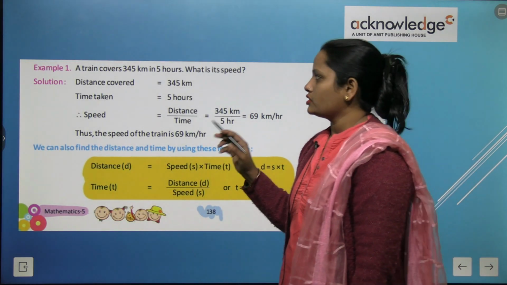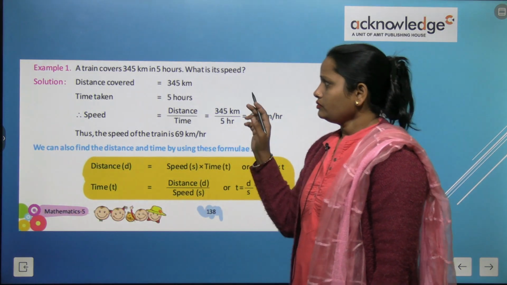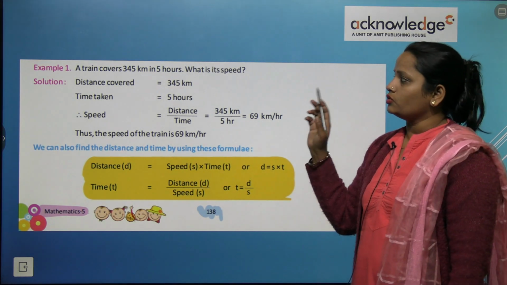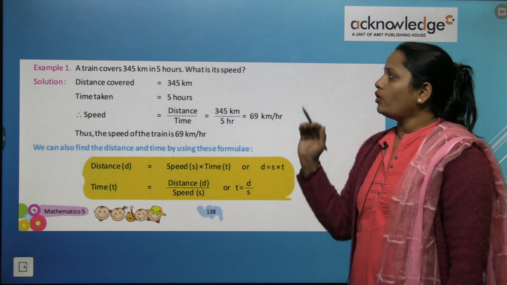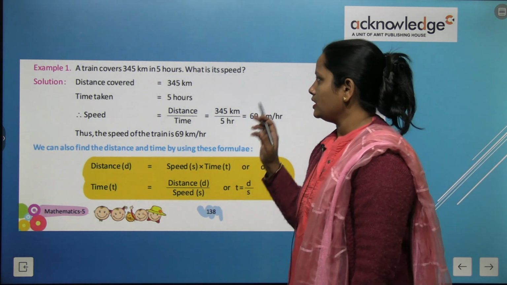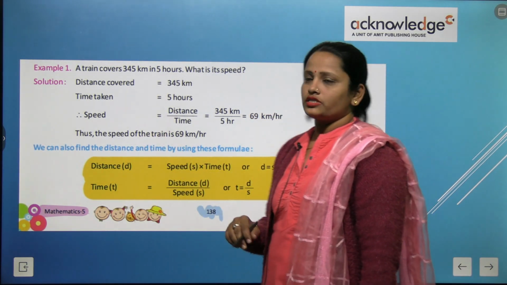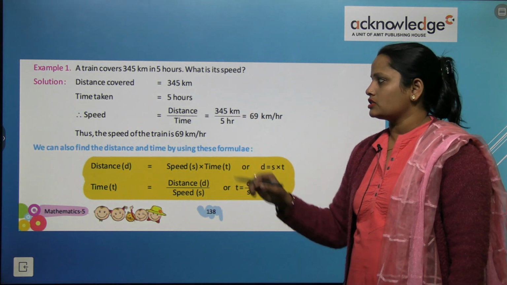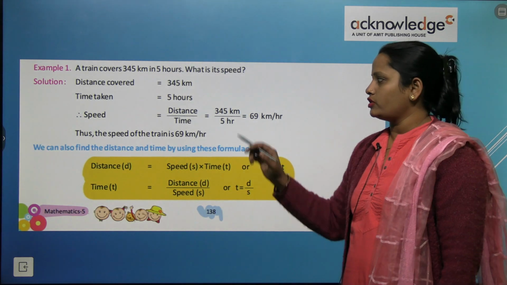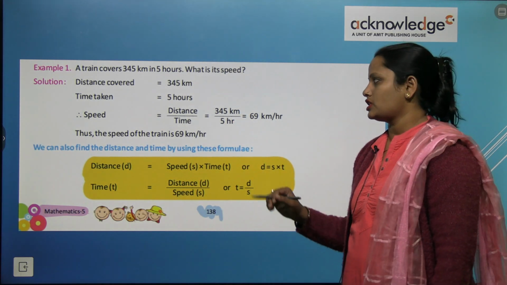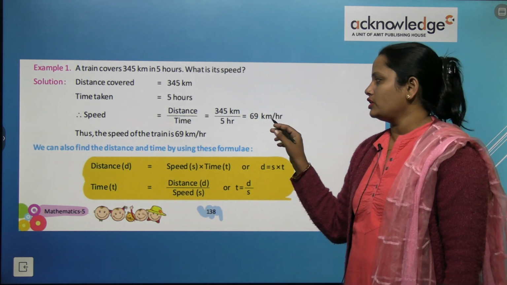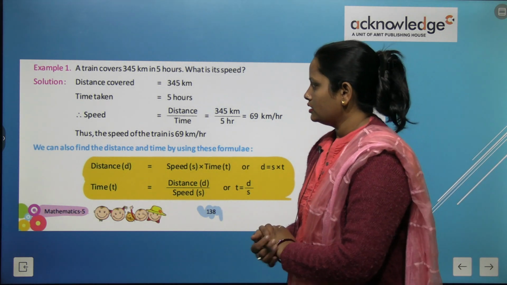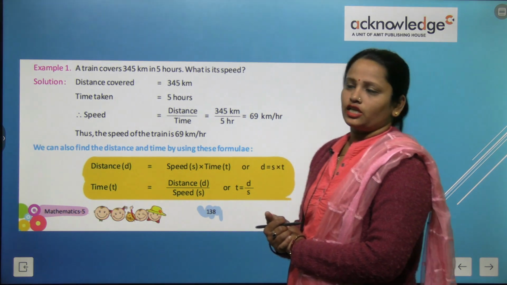For example, a train covers 345 kilometers in 5 hours. एक ट्रेन ने इतनी दूरी कंप्लीट की है इतने घंटे में. What is its speed? उसकी क्या स्पीड है? So here you can see distance covered is this much. Time taken was this much. So let's calculate the speed. For speed, the formula is distance upon time. So distance upon time, we get the speed which is 69 kilometer per hour. Thus, the speed of train is 69 km per hour.